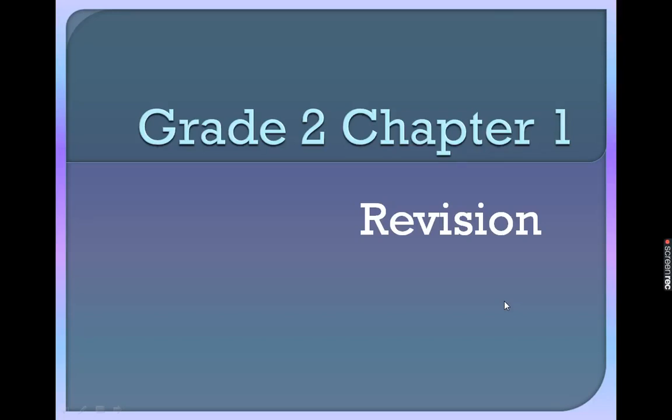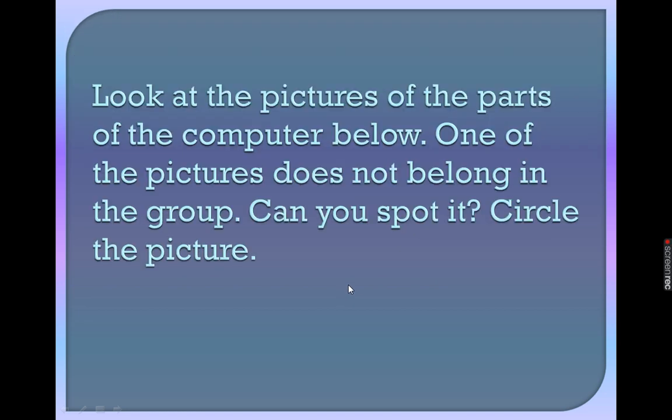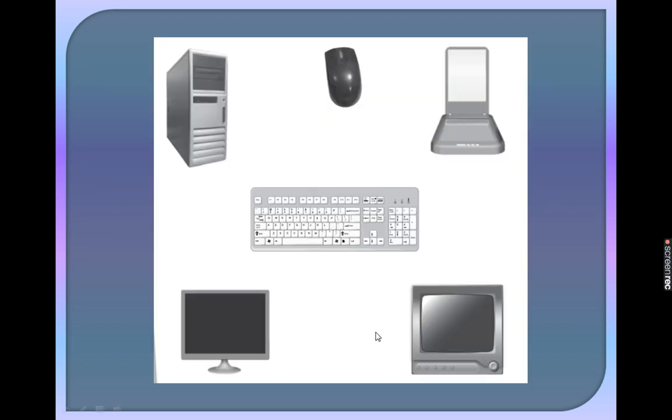Hello children, in this video we will be revising the content learnt in chapter 1. So look at the pictures of the parts of a computer below. One of the pictures does not belong in the group. You have to spot it out and circle the picture.